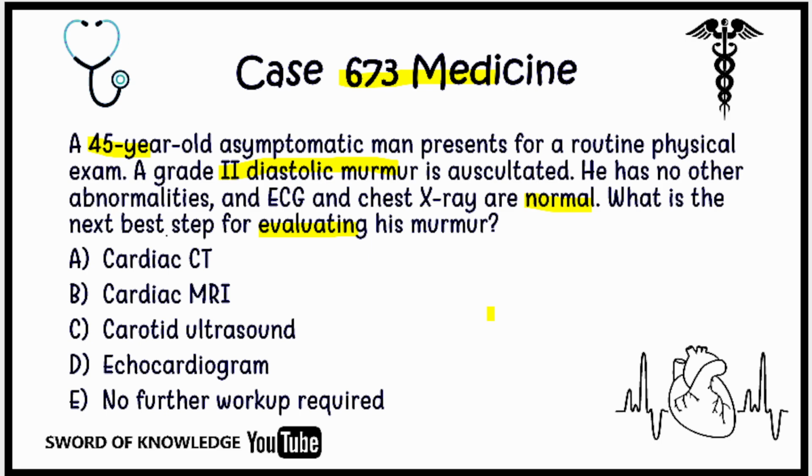So basically we have to choose the next best step in this case. Options are: A, cardiac CT; B, cardiac MRI; C, carotid ultrasound; D, echocardiogram; or E, no further workup is required. So I'm going to give you 5 seconds so you can think about that.